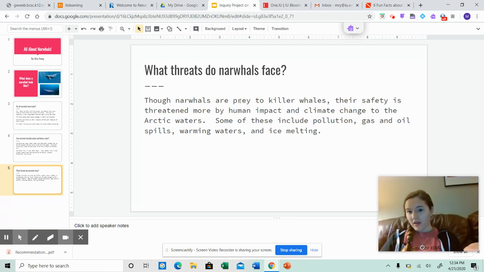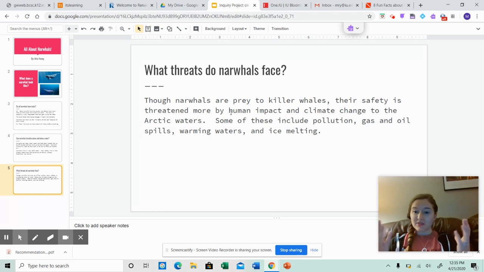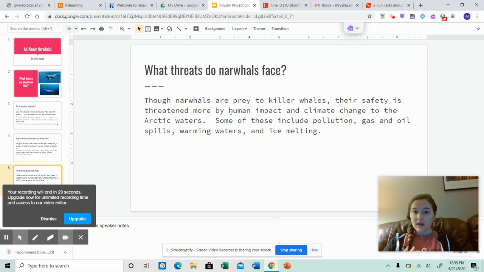And I found out that killer whales are actually the predators of narwhals, but they really don't come after them very often. And the things that really impact the narwhals are human impacts on the ocean and climate change. And when I say human impact, I mean that there could be hunters trying to get their tusks, or boats spilling gasoline into the ocean, or oil spills, but also climate change. So the ice melting is affecting their environment too.